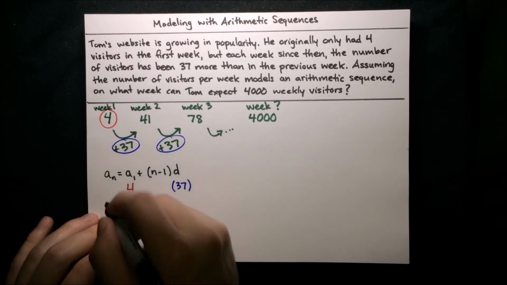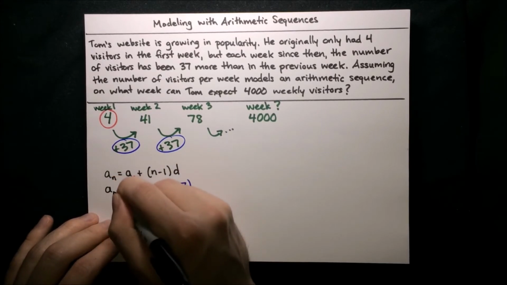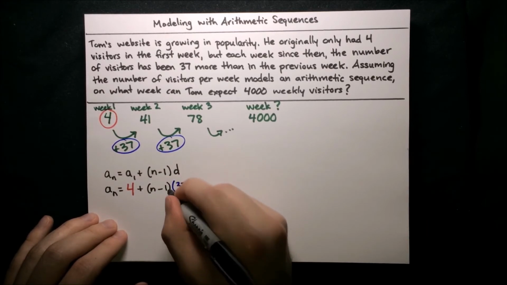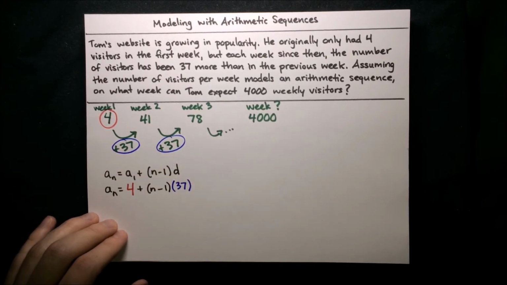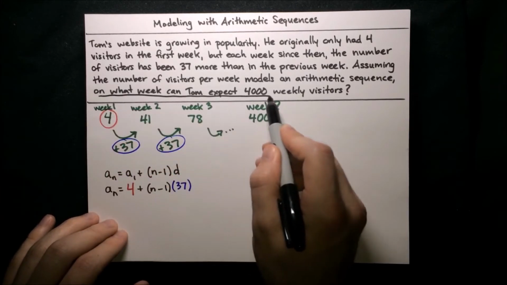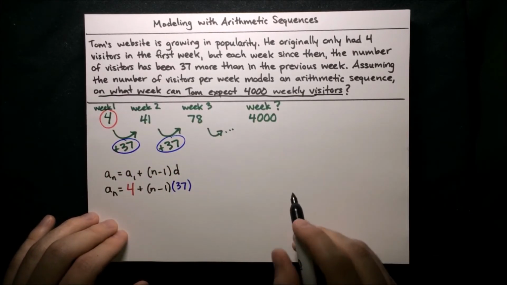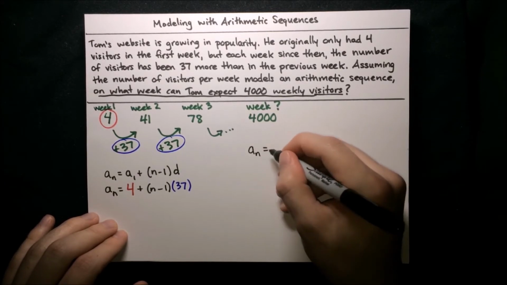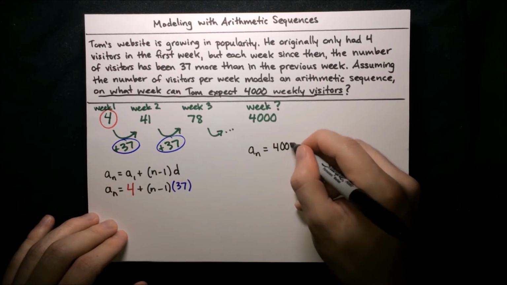Now we can just go ahead and fill in the rest of our sequence: an equals 4 plus n minus 1 times that common difference of 37. Alright, now back to what we're trying to find. We're trying to find on what week can Tom expect 4,000 weekly visitors. So basically, for what n is an equal to 4,000?